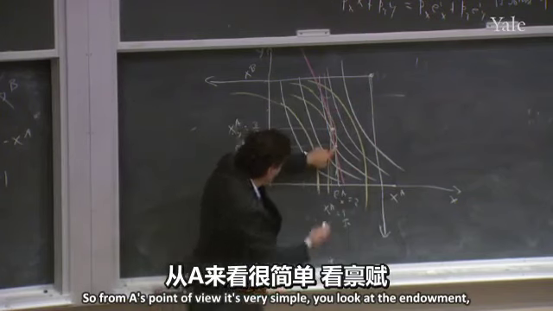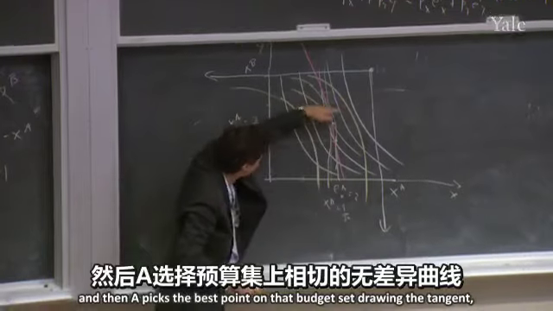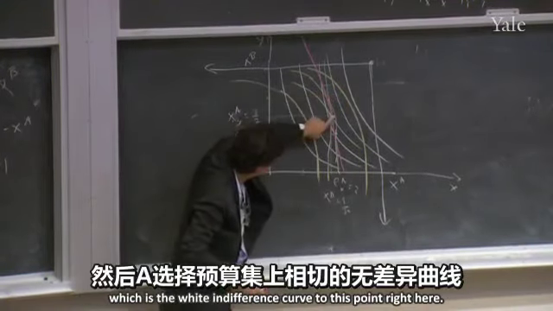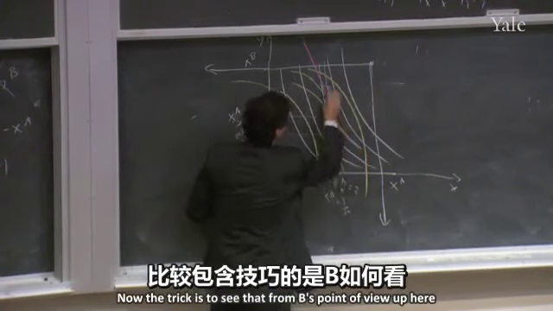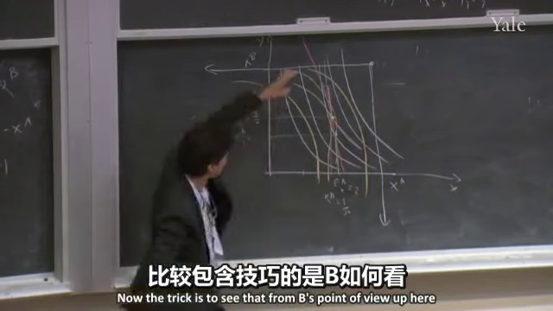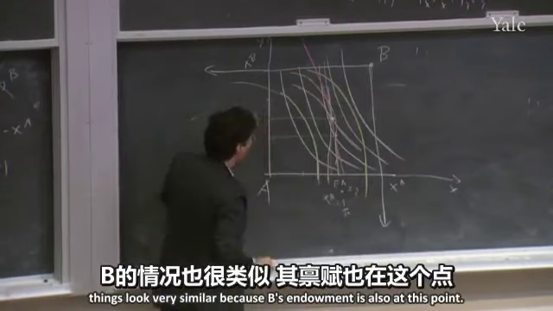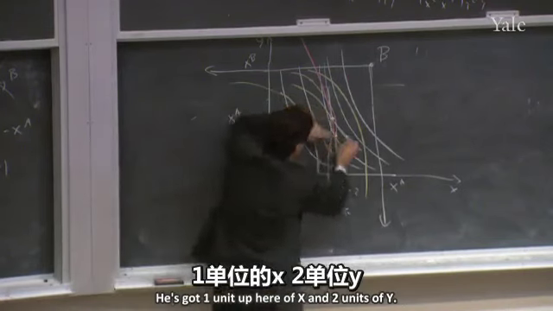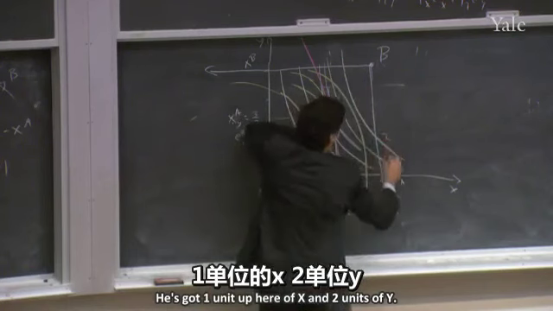You look at the endowment, you draw the budget line through it, which is some linear line, and then A picks the best point on that budget set, drawing the tangent, which is the white indifference curve to this point, right here. That's the best he can do. Now, the trick is to see that from B's point of view up here, things look very similar, because B's endowment is also at this point. He's got 1 unit up here of x and 2 units of y.